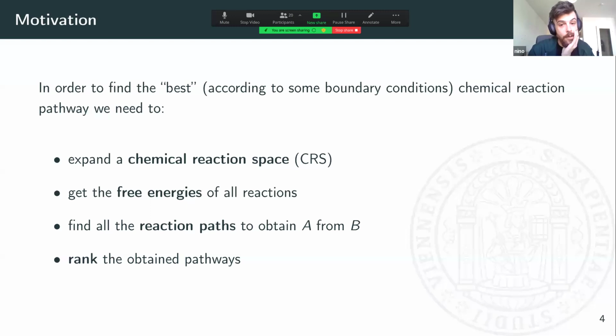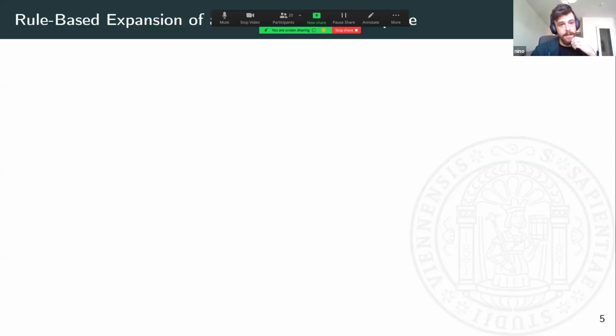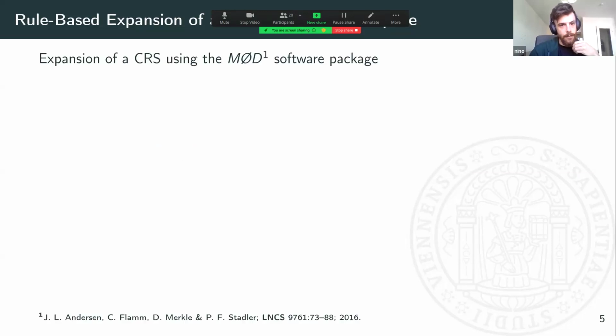Good. So I will touch on all these four points, but I will mostly focus on the last point. So I will talk a little bit about the first three things, but the main idea is that I want to talk about the last thing: how can you rank pathways? So the methods that are going to be employed are, for expanding the chemical reaction space, you can do something that's called a rule-based expansion, which you can do using the software package of Möll.